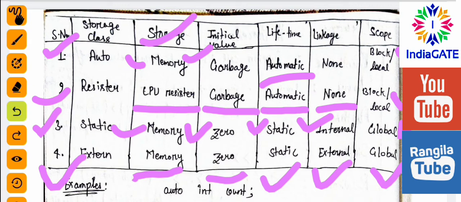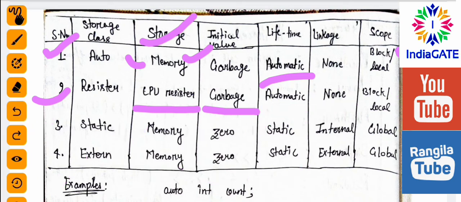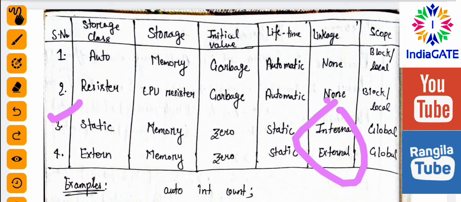Now the difference between static and external is the linkage. In the case of the static the linkage is internal, but in the case of the external the linkage is external. So this is the main difference between the static and external variable or storage class.